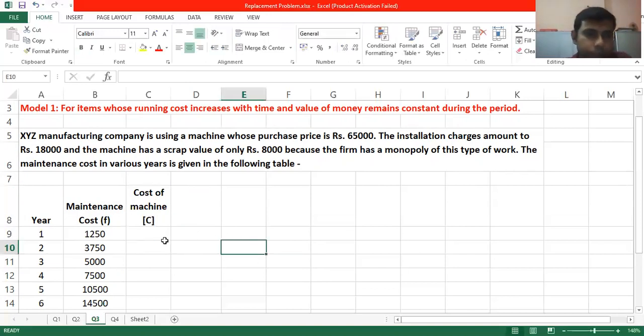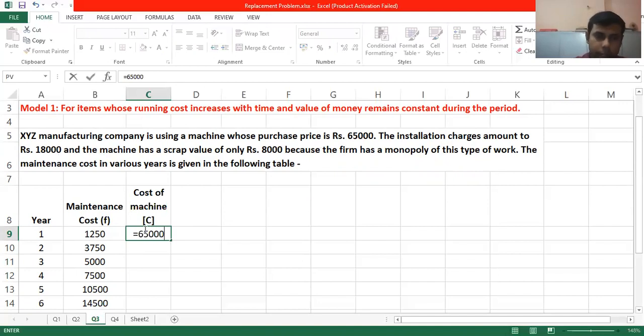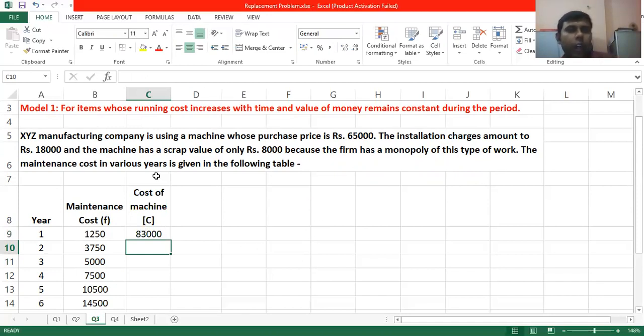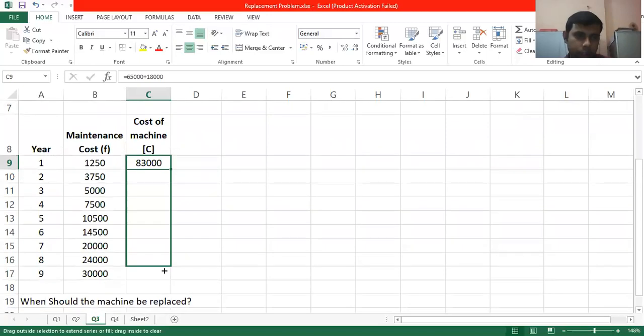Now let us try to figure out our cost of machine. See, XYZ manufacturing company is using a machine whose purchase price is 65,000. The installation charges amount to 18,000. That means the total cost is 65,000 plus 18,000, which equals 83,000. Now, this cost and this installation charge, both are constant irrespective of year. So for all the years, the cost will remain same.